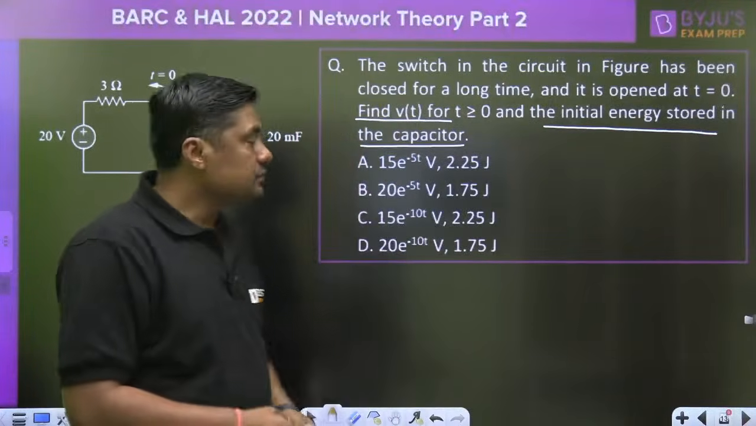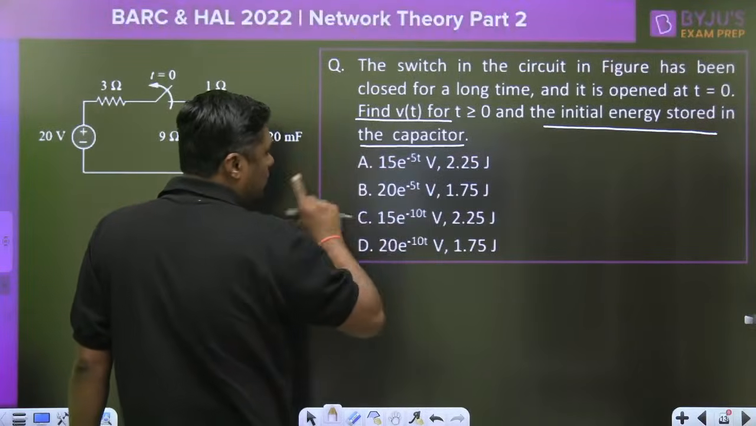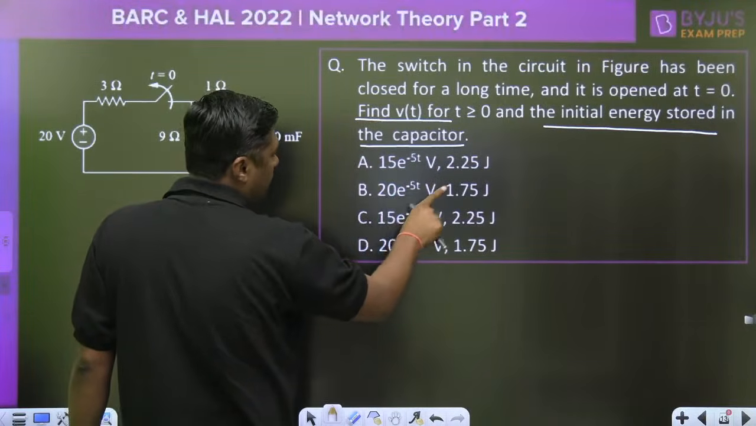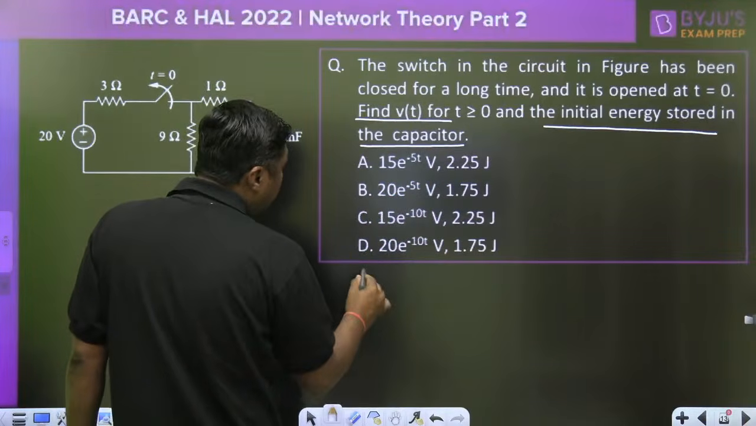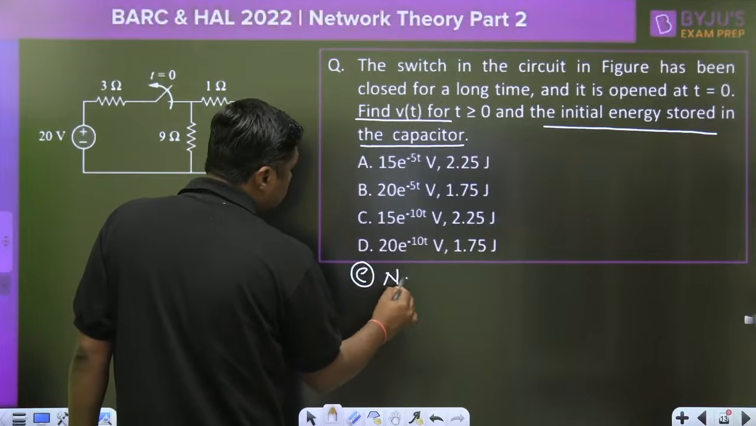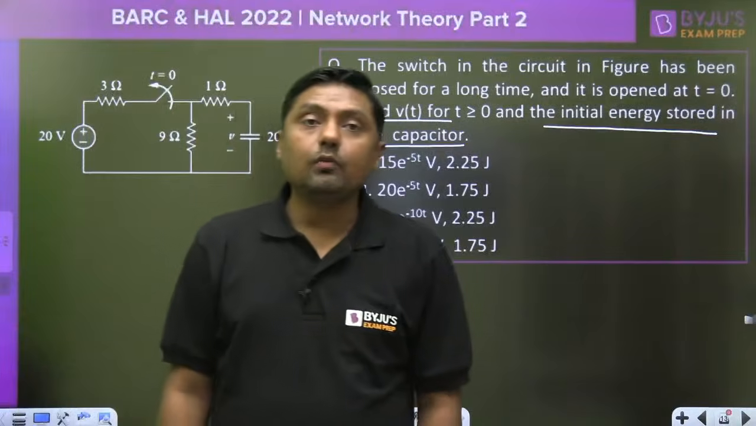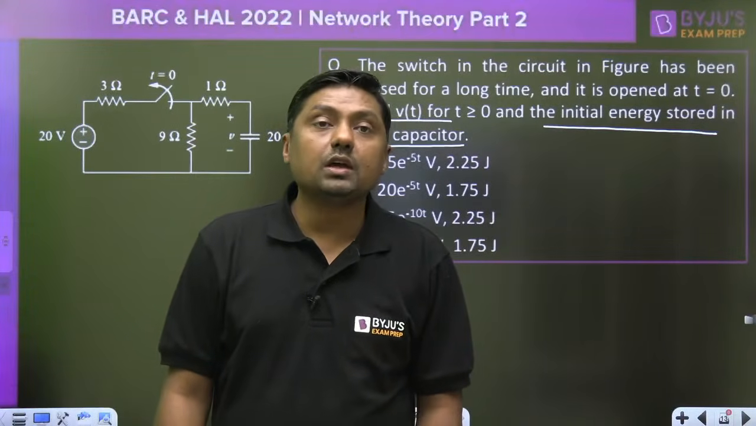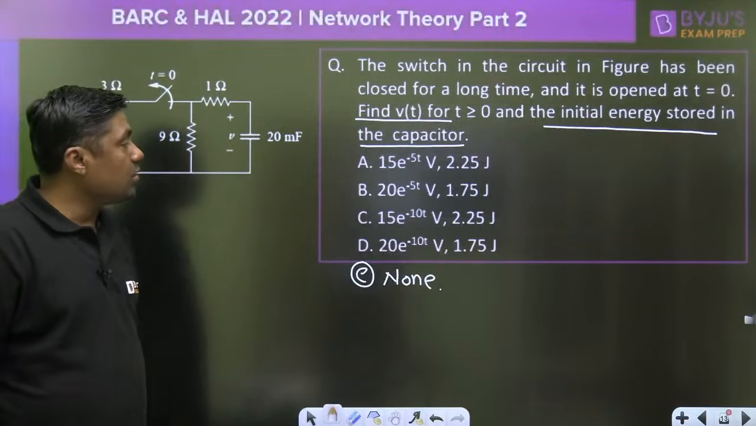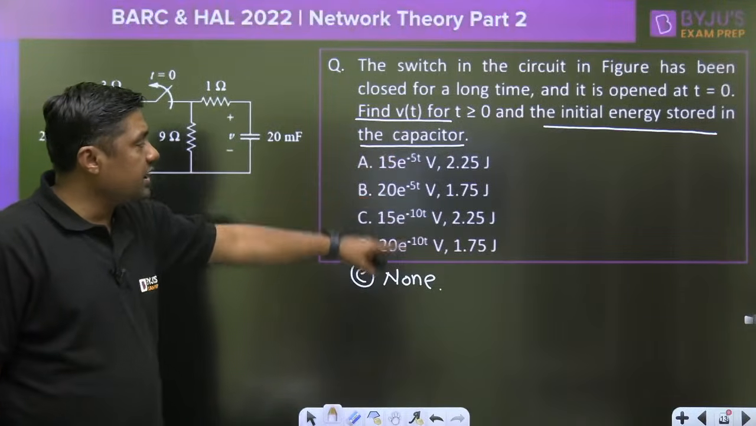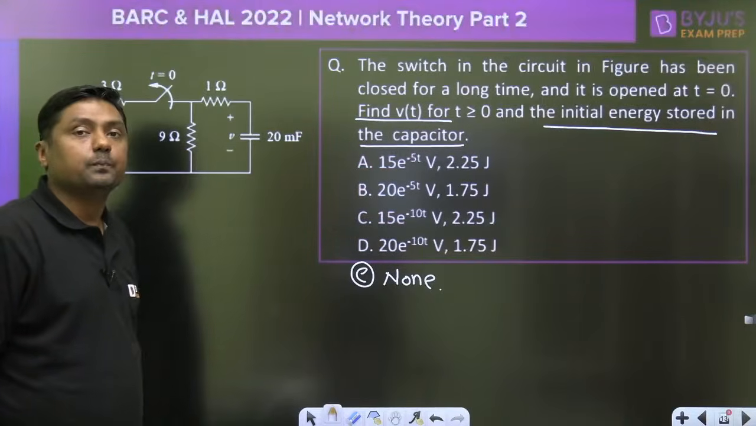तो चलिए बताइए भाई. ऑप्शन A: 15 e raised to power minus 5t, 2.25 जूल; C: 20 e raised to power minus 10t, 1.75 जूल; और अगर इसमें से कोई और ऐसा लगता है तो आप बोल सकते हैं none of this. चलिए बताइए जरा, what will be the answer? विपुल कुमार is giving answer A, ऋतिक गुंजन is giving C. ए और सी, you are confused. Oh, time constant is different. Please watch here, it is the time constant difference, minus 5t, minus 10t.